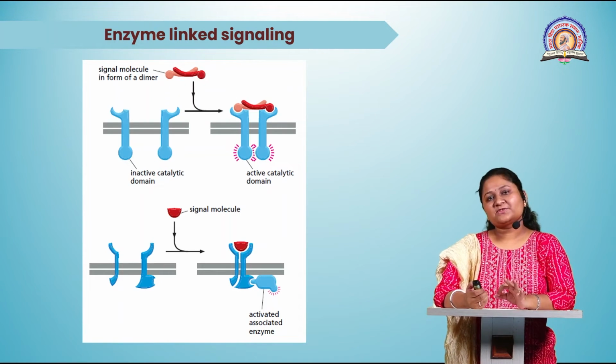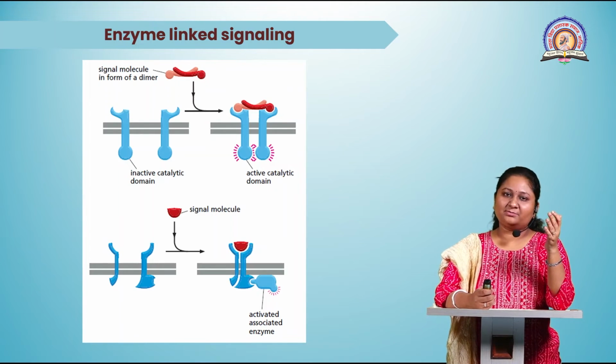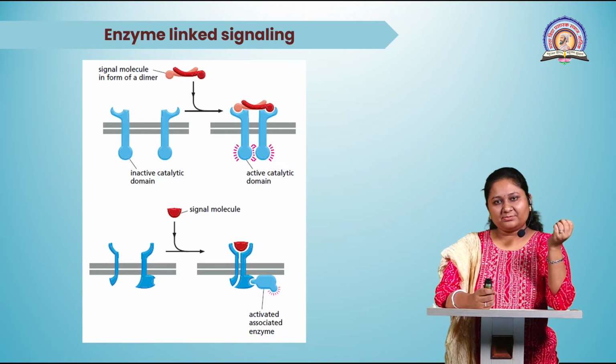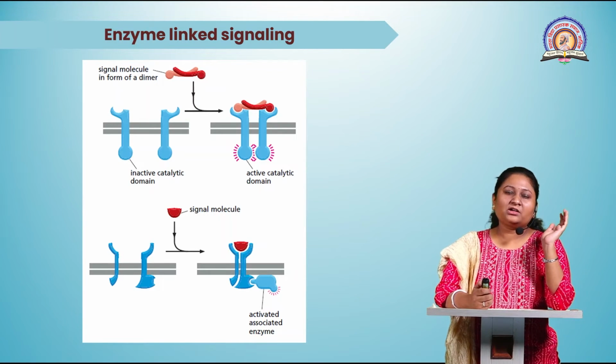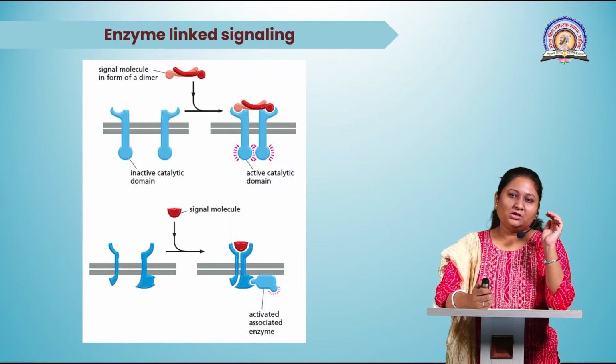So there are three forms of cell signaling based on what receptors are used: G protein coupled receptors, second, ion channel linked, and third, enzyme linked signaling. So I think now you are clear about how the receptors work for cell signaling.